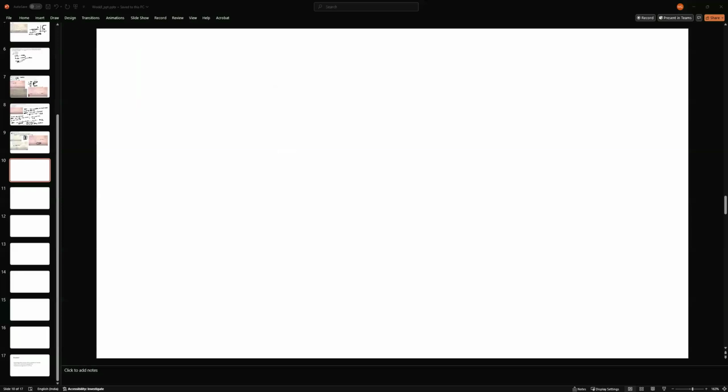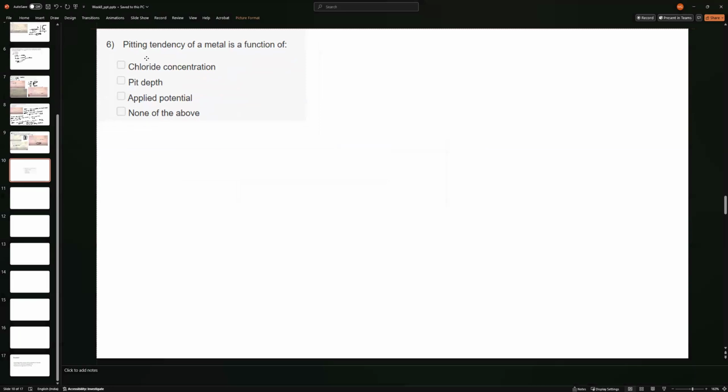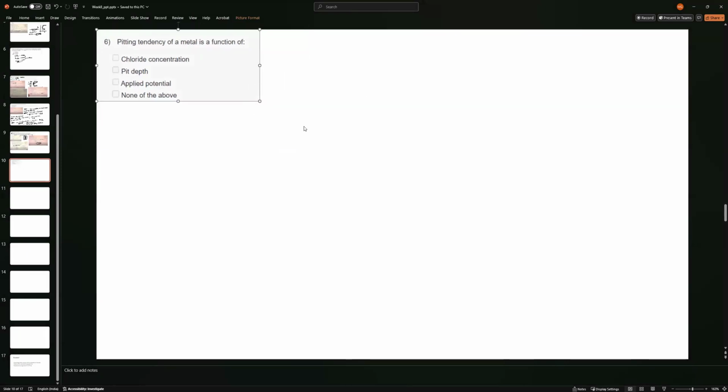So we have question 6, which is on pitting. The pitting tendency of a metal is a function of what factors? Options: chloride concentration, pit depth, applied potential, and melt.